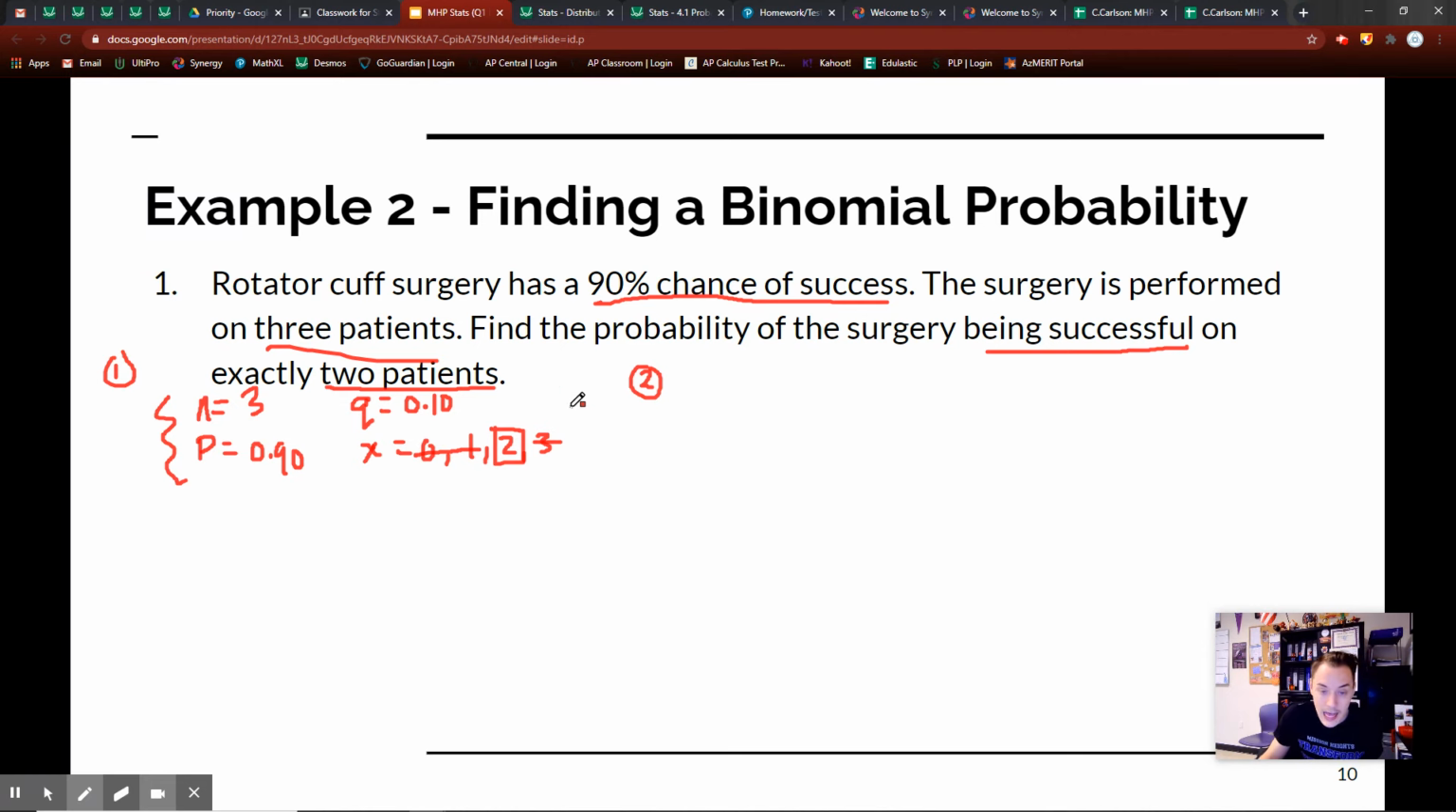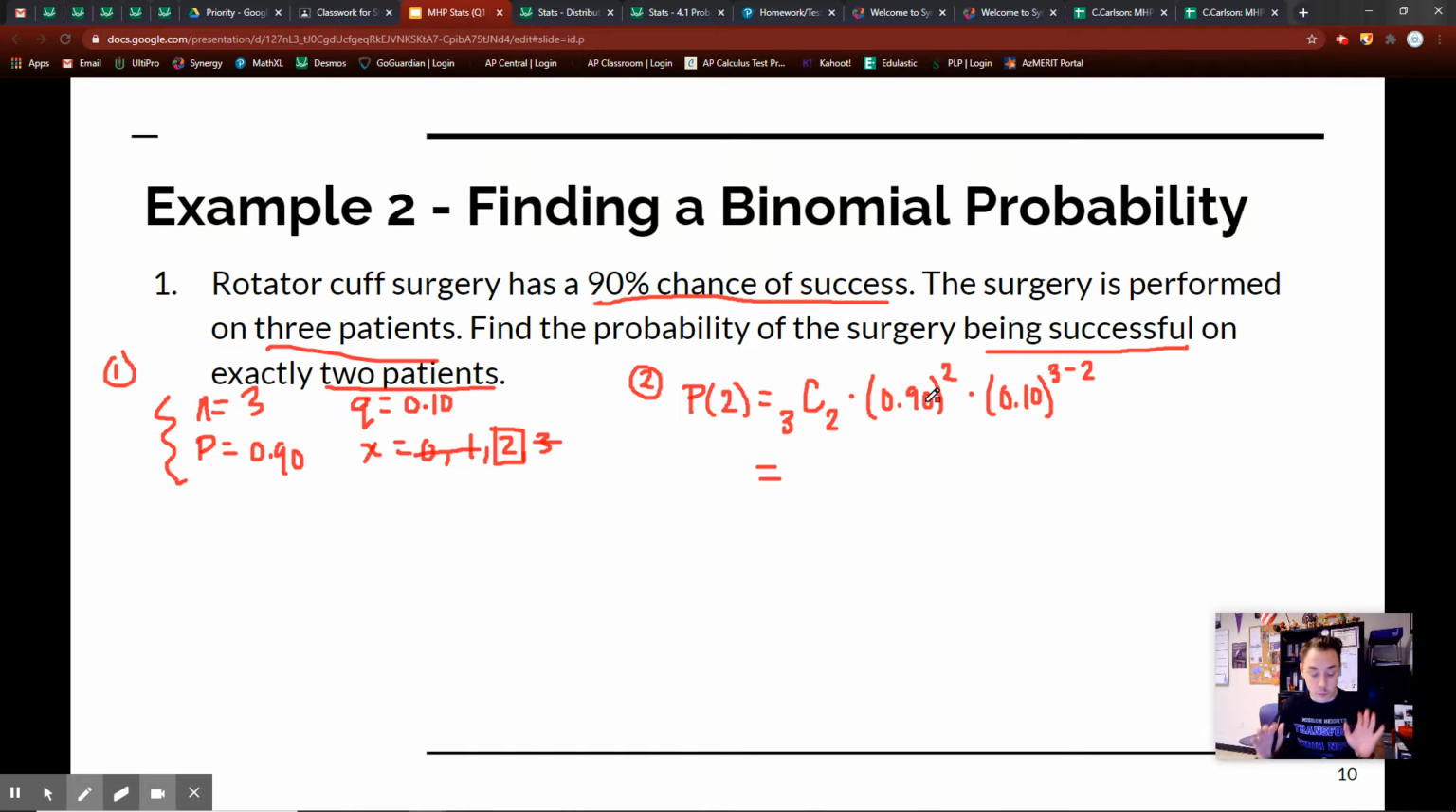Now, how do I put this? The probability of 2 equals, following my formula, N is 3, C because that's combination, and then 2 is my X, times my probability of success 0.90 to my X power, which is 2, times 0.10, my failure, to the power of 3 minus 2. Now, I am going to do this on the calculator. I'm going to go to Desmos right now and show you how to do this.